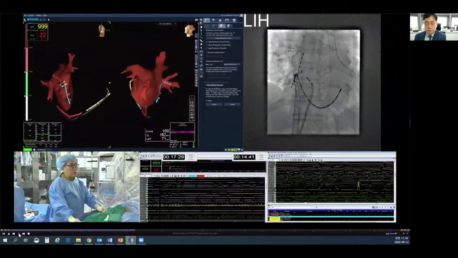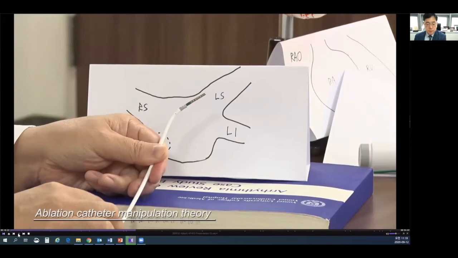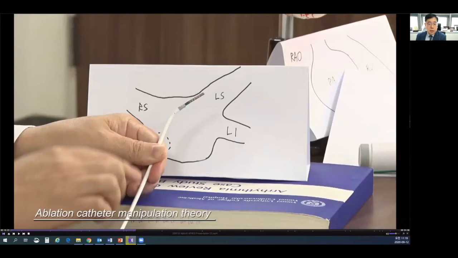Your sheath is inside of the left atrium. Okay, so far I explained how to map the pulmonary vein and also how to generate the 3D map before ablating pulmonary veins. So I would like to pass the microphone to Dr. Yang and Dr. Lee to discuss their mapping technique before the AF ablation.